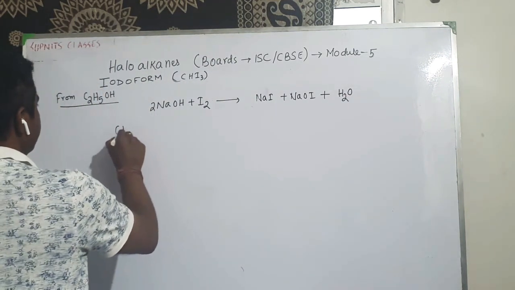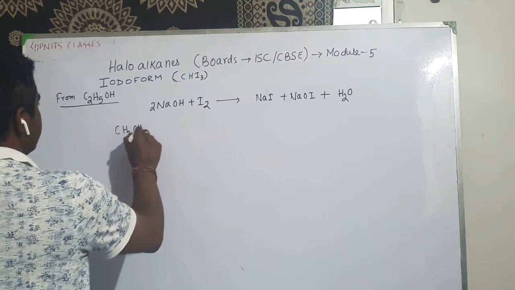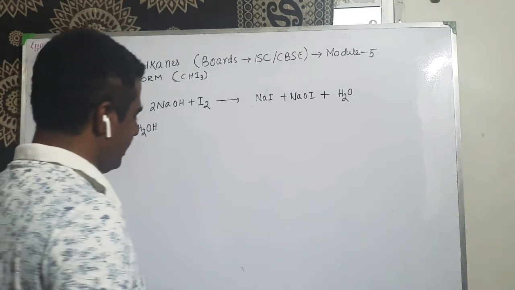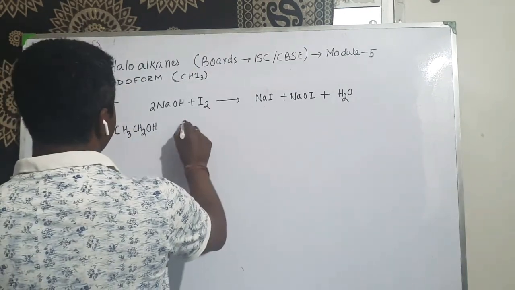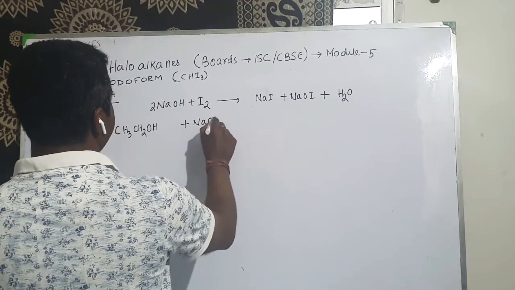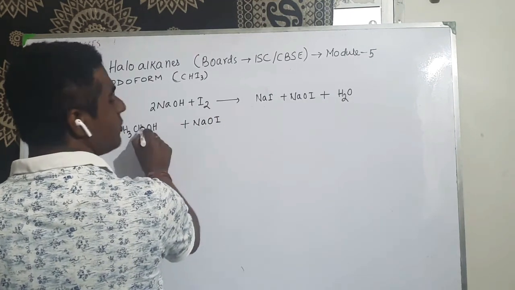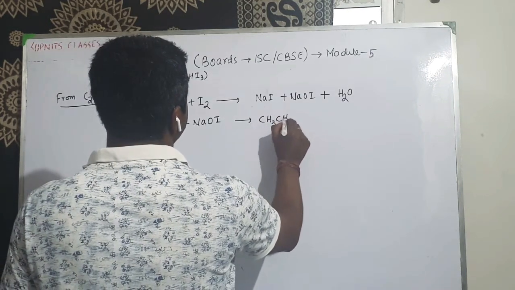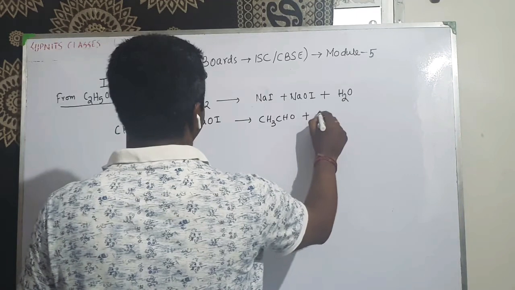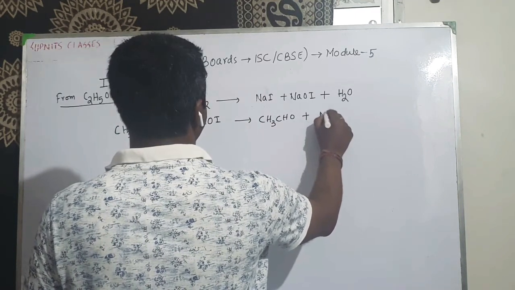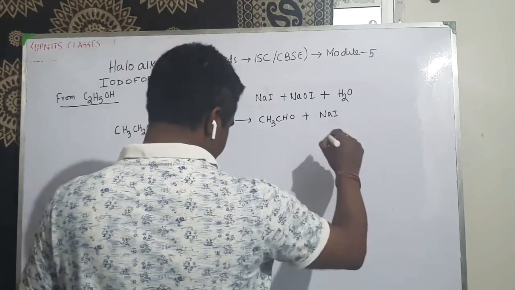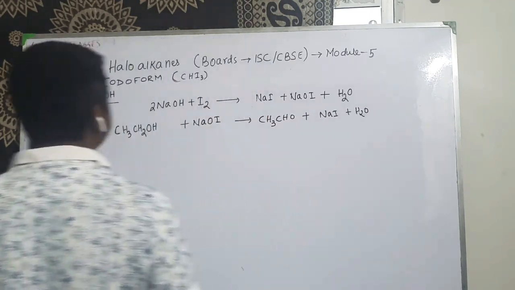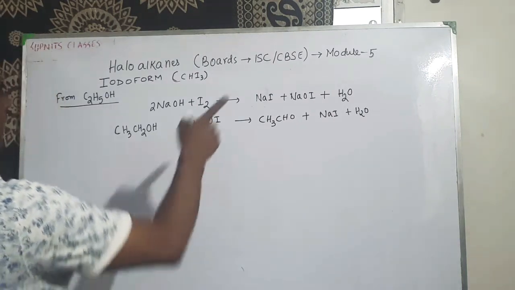Now CH3 CH2 OH. With this, first your NaOI will react. The O in NaOI is going to oxidize this ethyl alcohol to give you CH3CHO plus NaI plus water. Okay, so NaOI has reacted.